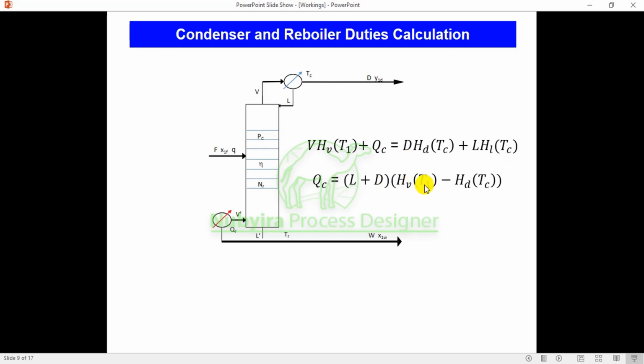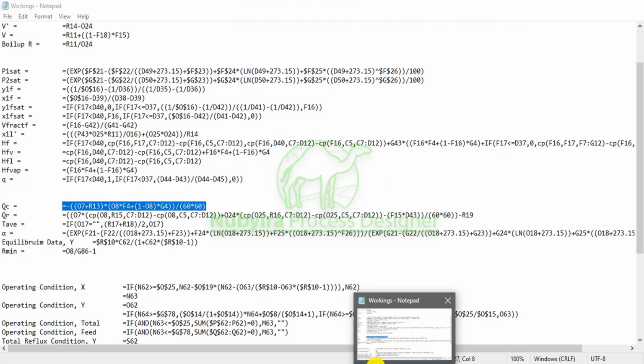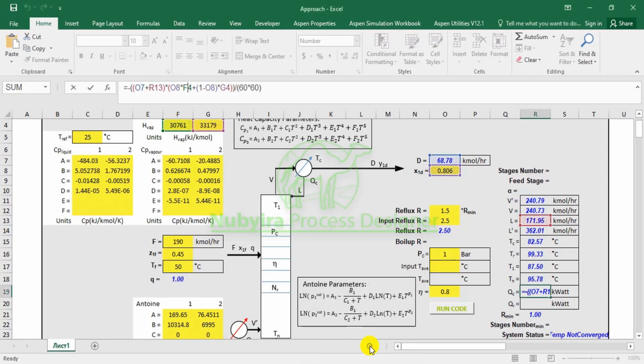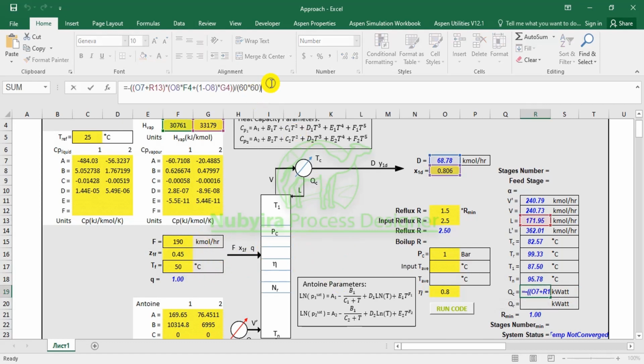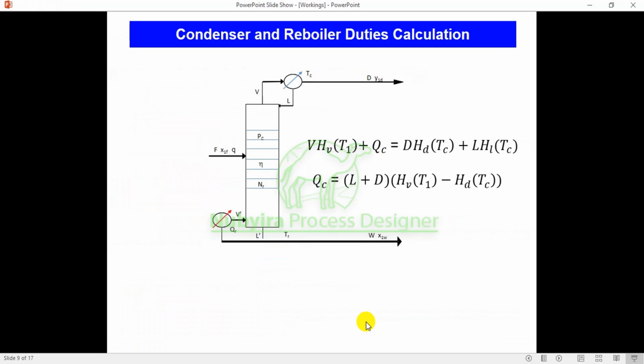T1 is the dew point temperature and Tc is the bubble point temperature, you understand? So the difference between the enthalpies should be the heat of vaporization of the composition. That's why I'm using it directly, just to shorten the formulas. Then you have the 60 times 60 just to convert the units from hours to seconds, because I'm writing it in kilowatts and the flow is in kilomole per hour, so I just have to convert it to seconds.